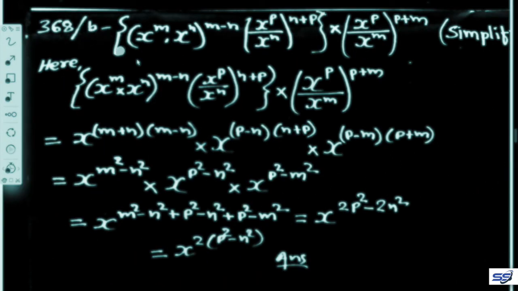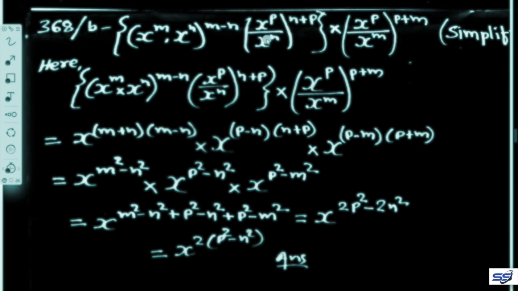This question is from the indices chapter, and we are asked to simplify. We are given a middle bracket, and inside it, in a small bracket, x to the power m into x to the power n, whole to the power m minus n. In the next bracket, into x to the power p upon x to the power n, whole to the power n plus p. Now the whole is again covered by a middle bracket. Multiply again x to the power p upon x to the power m, whole to the power p plus m.